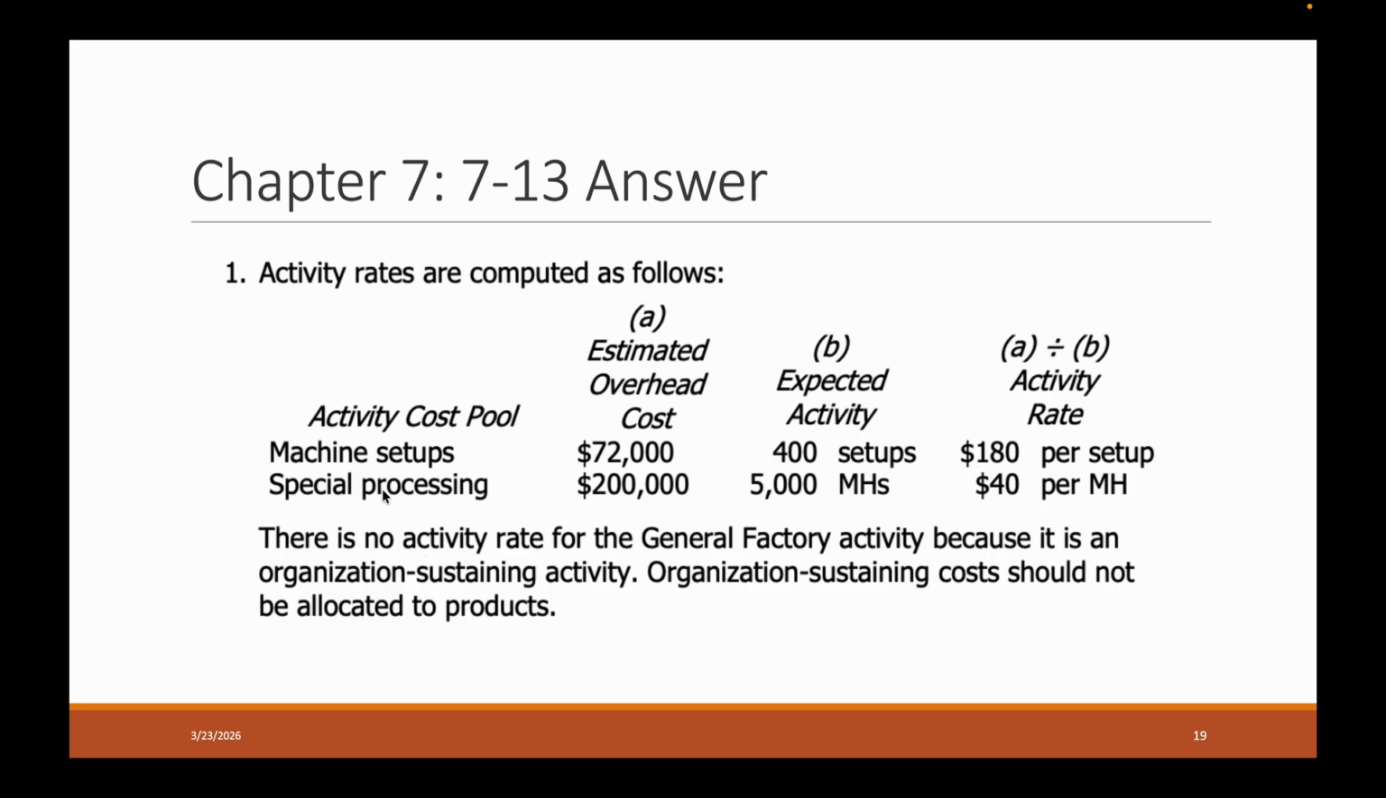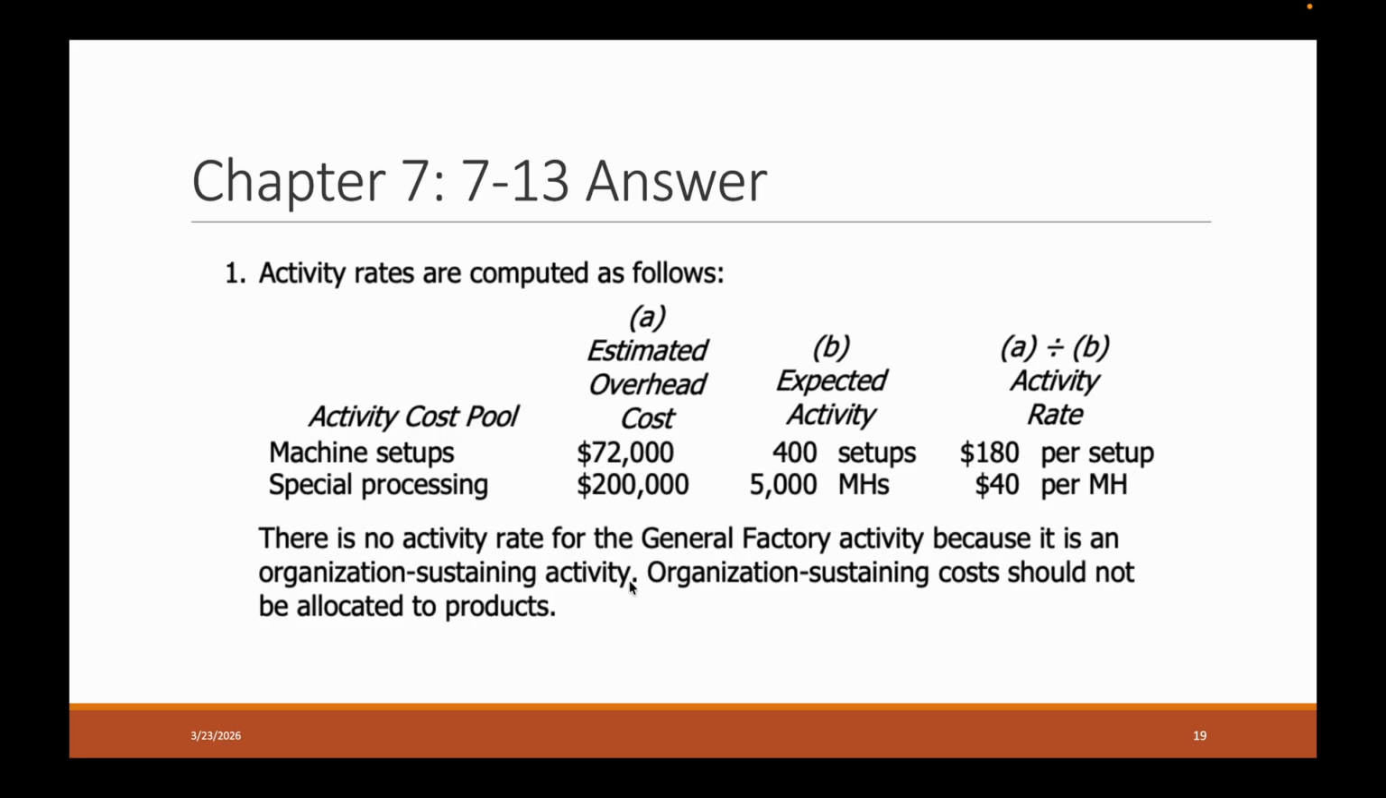For special processing, the estimated overhead cost is $200,000, and it's estimated that there's going to be 5,000 machine hours used. We know that's only in the hubs, and so that gives us $40 per machine hour. You just divide this by that.